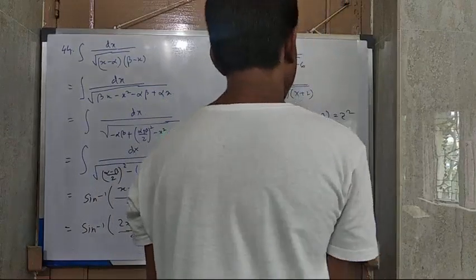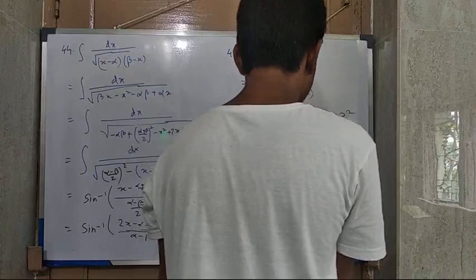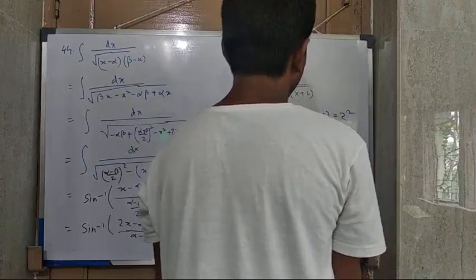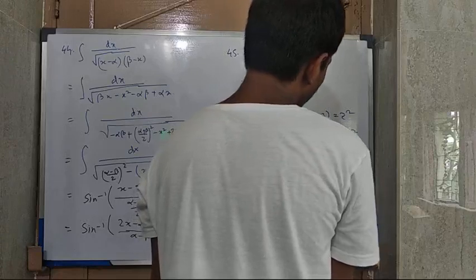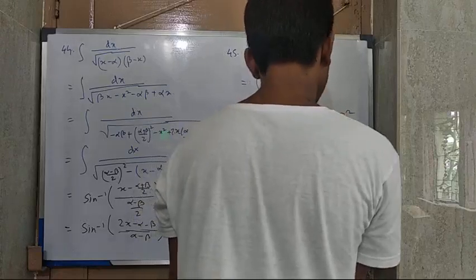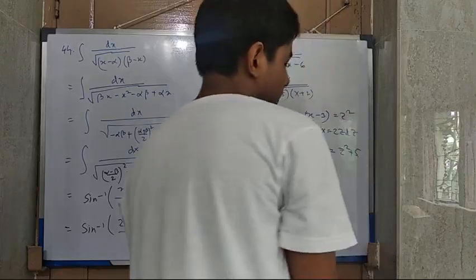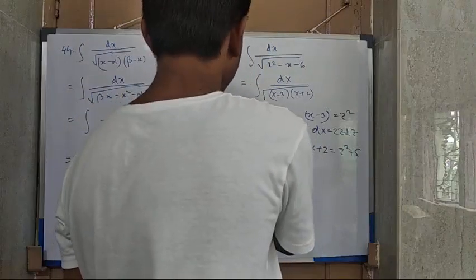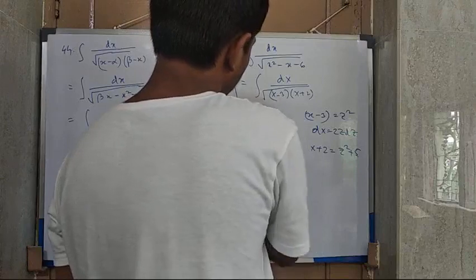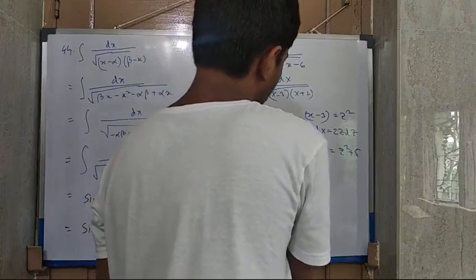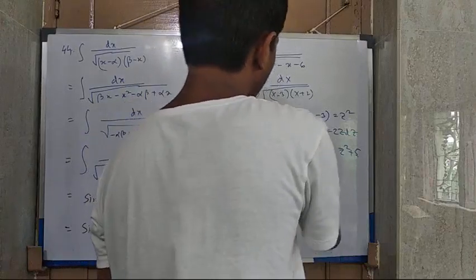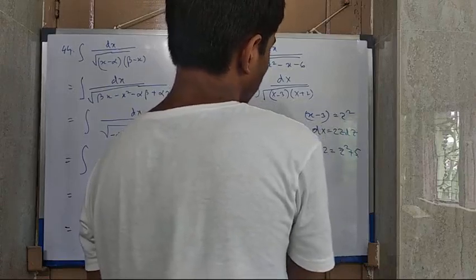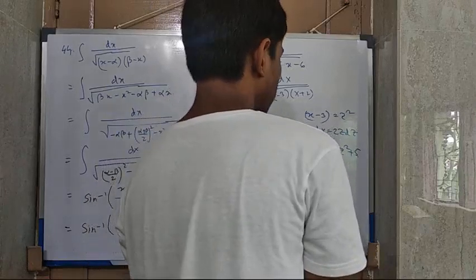Okay, so dx will become 2z dz and x plus 2 will become z squared plus 5. Okay, so this is integral 2z dz by root under x minus 3 will become z, and this will become root under z squared plus 5.